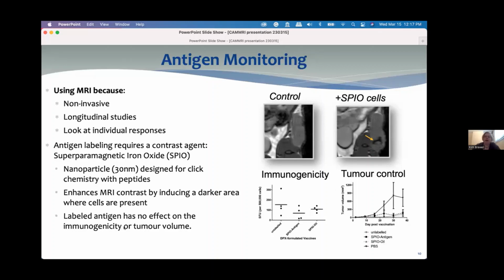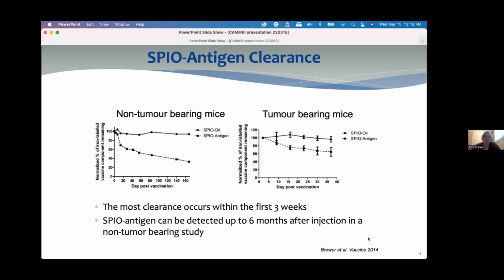We also did immune assays as a tumor experiment just to make sure that there was no difference in immunogenicity or tumor response when we added iron to this antigen. So first thing we did is we added it to the oil for one group of mice and to the antigen for the other. So in the case of the oil, we actually tracked it for 6 months. And we found that it remained at the site of injection for at least 6 months. And we had to actually stop at 6 months because the mice were getting too big to fit in our coil anymore.